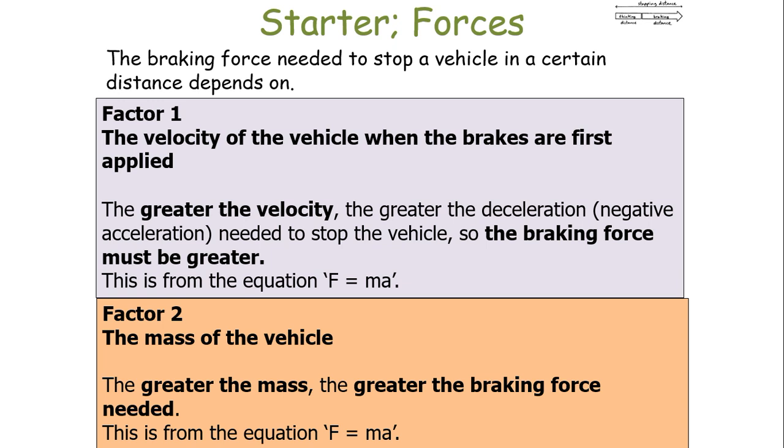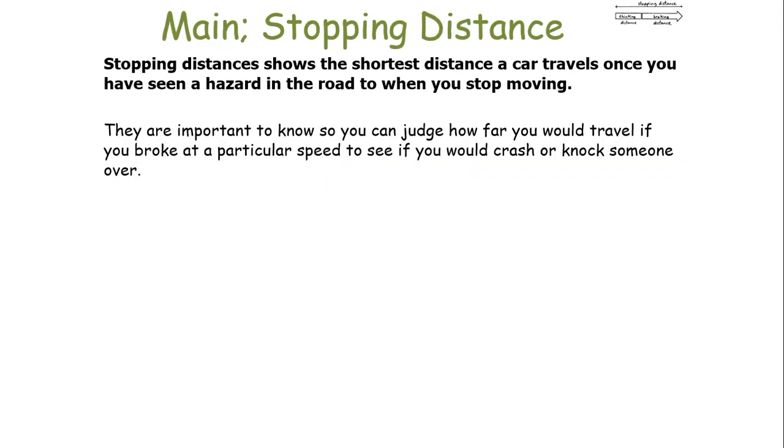So, just to clarify before we move on, there are two factors that affect the braking force needed to stop a vehicle in a certain distance, and those are the velocity of the vehicle when the brakes are first applied and the mass of the vehicle. For both of them, the greater the value, the greater the braking force required, which is shown from the equation F equals ma. Now, this leads on to another concept, which is called stopping distance.